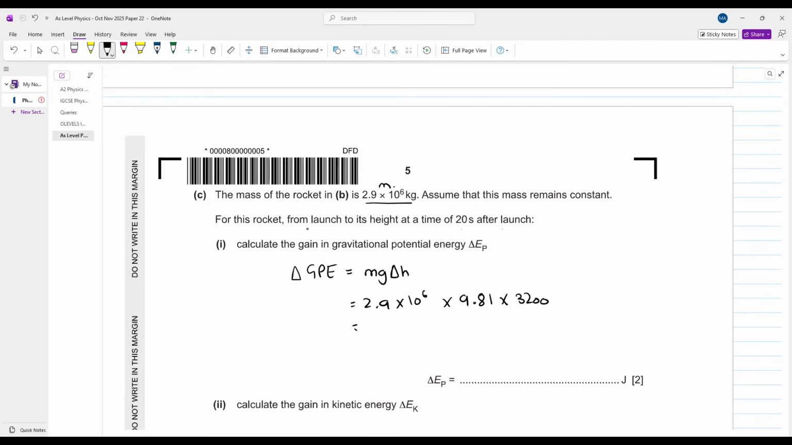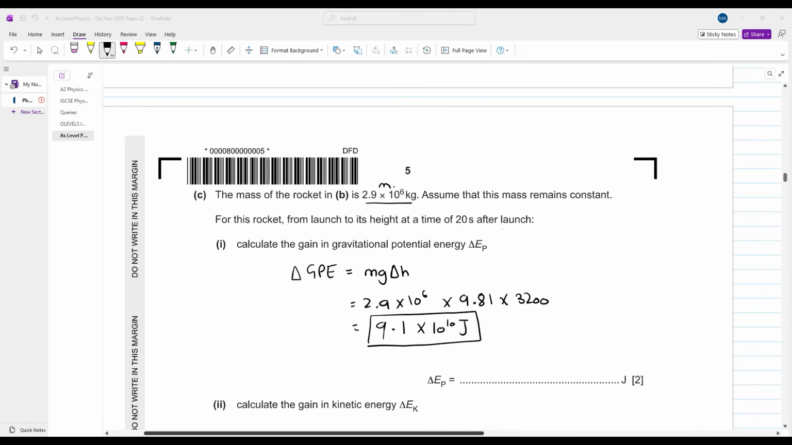What is your change in height? 3200. What will your change in gravitational potential energy come out to be? 2.9 × 10^6 multiplied by 9.81 multiplied by 3200. This comes out to be what? 9.1 × 10^10 joules, correct to two significant figures. This is your answer of change in gravitational potential energy. Simple as that. Easy peasy. Nothing complicated. आगे बढ़ते हैं.